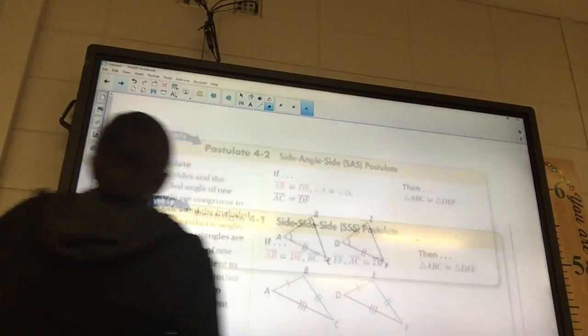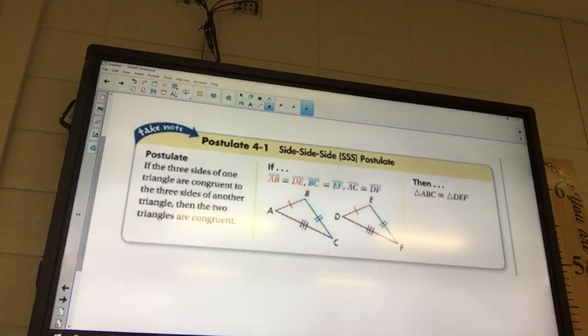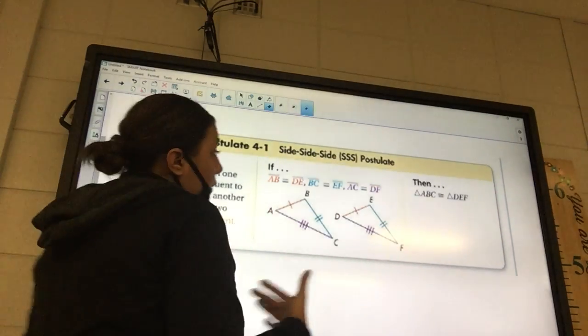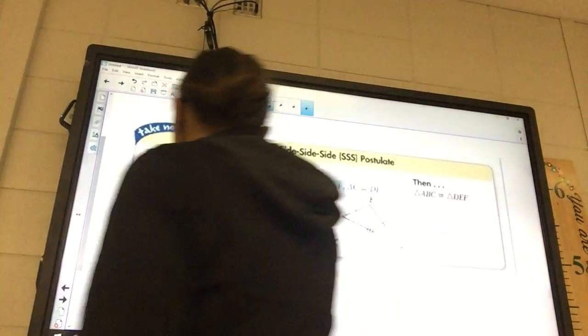And then the other one is side, side, side, and it's just that. It says if this side is congruent to this side, and this side is congruent to this side, and this side is congruent to this side, then they're congruent triangles. So we got side, side, side marked, and so we can fairly say that those two triangles are congruent. Okay, so look at your sheet.